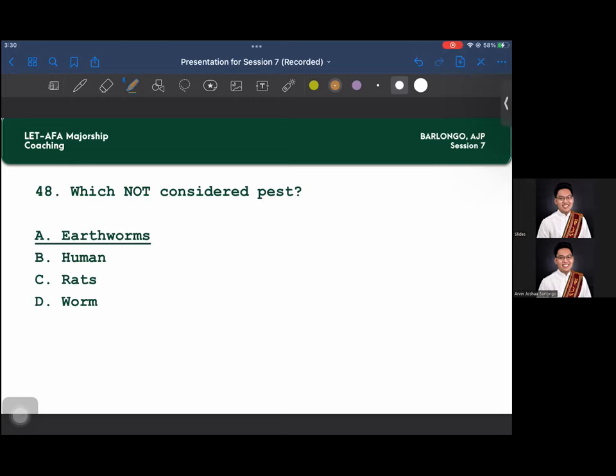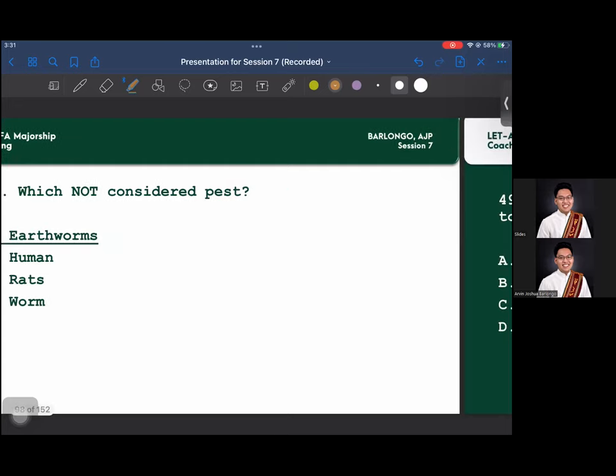So yung letter B naman, human, actually we are also considered as pest because we can also harm yung ating mga crops. Kapag kunwari merong mechanical damage, ito yung nagagawa, like wounding. So we are also considered as a pest, and specifically also a vertebrate pest.